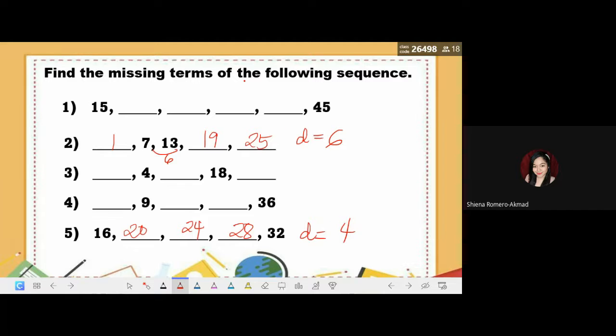Number 1: 15, 21, 27, 33, 39, 45. Difference is 6. Okay. Number 4, meron na pala: 0, 9, 18, 27, 36, and the difference, correct, is 9. How about number 3? Ayaw nyo na kasi magsusolve. Yung iba ganun din naman. How about number 3? Wala pa nagsasagot ng number 3.